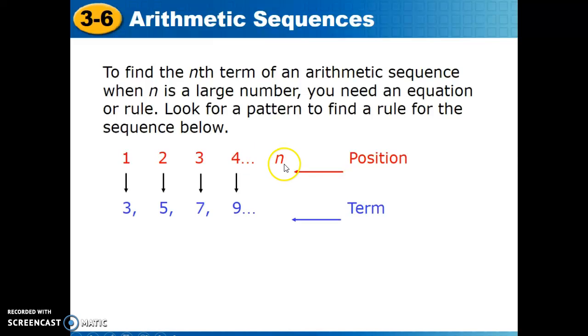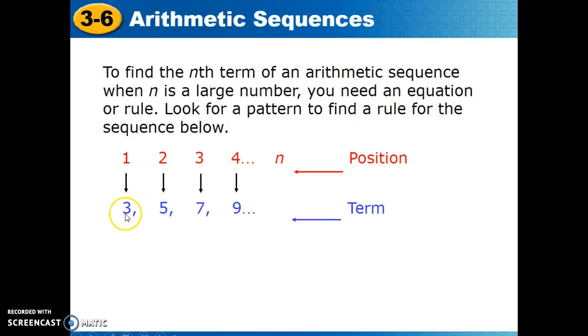To find any term in a sequence, we're going to look at a brand new formula. It says to find the nth term of an arithmetic sequence when n is a large number, meaning the number of term we're looking for, you need an equation or rule. Look for a pattern to find a rule.